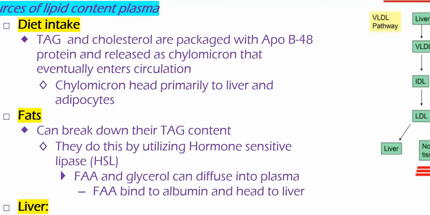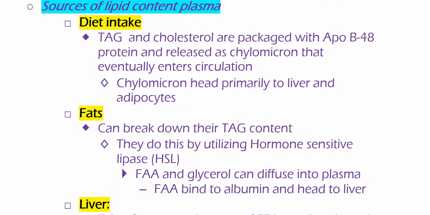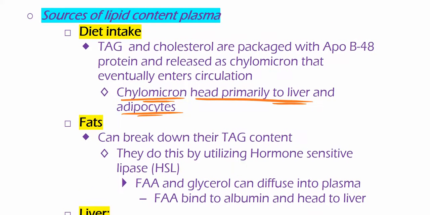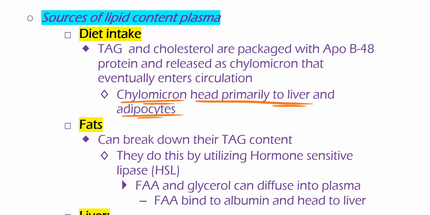All right. So this chylomicron that enters into the circulation, as it moves, the cells in your body are going to release free fatty acid from it. But primarily the chylomicron is going to be headed to the liver and to your adipocytes, right? So this is one source of the lipid content in the plasma.